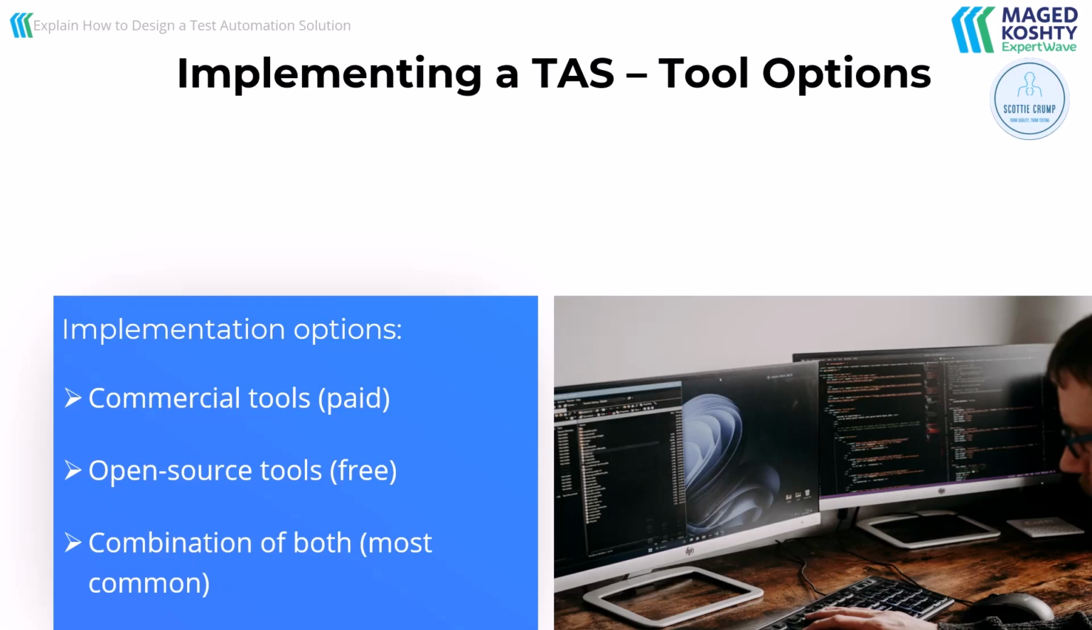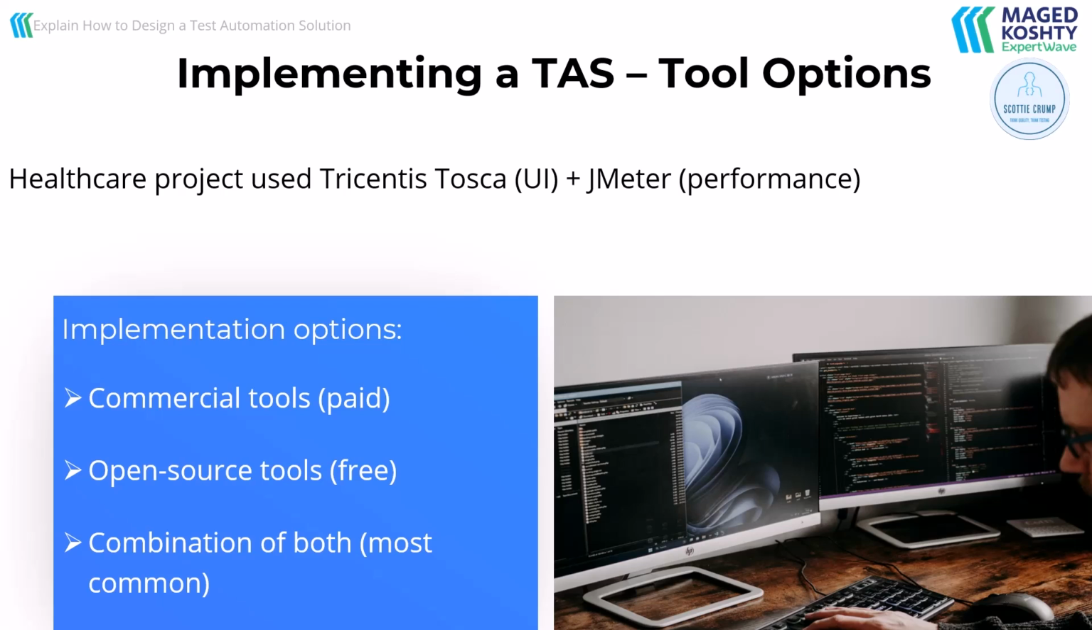Let me tell you, in almost every project I've worked on, we've ended up using a mix of commercial and open source tools because no single tool can do everything we need. For example, on that healthcare project, we used a commercial tool called Tricentis Tosca for our UI testing because it had strong support for healthcare industry regulations. But we also used an open source tool, JMeter, for performance testing because it was really good at simulating heavy user loads.